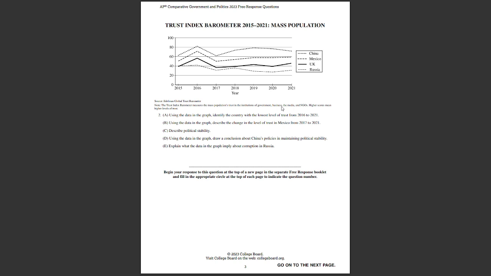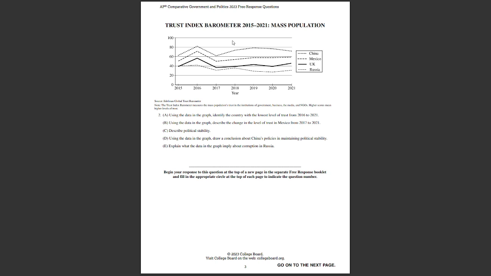D would ask, using the data in the graph, draw a conclusion about China's policies in maintaining political stability. What can be said here is, China, you go here, correlates to here, it's pretty high political stability. While the highest point of political stability was this period, of course, right here, 2016, to be exact. The policies are very strong compared to other countries.